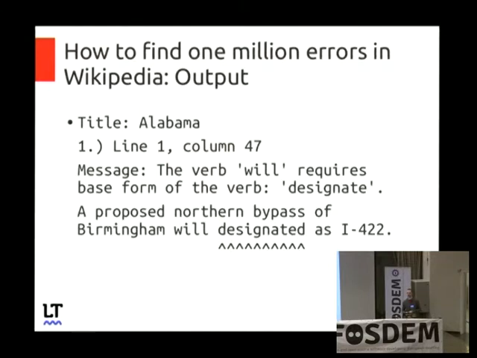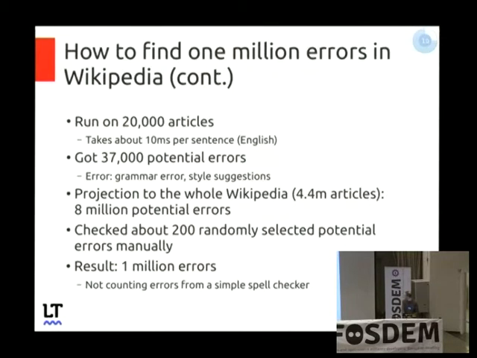So if you run this command, you get a lot of these errors, a lot of this output. Running it on the English Wikipedia takes about 10 milliseconds per sentence. But because the English Wikipedia is so very large, that would take about 1 week or so on my computer to run through the entire Wikipedia. So what we actually did was we ran LanguageTool on 20,000 articles, which led to about 37,000 potential errors.